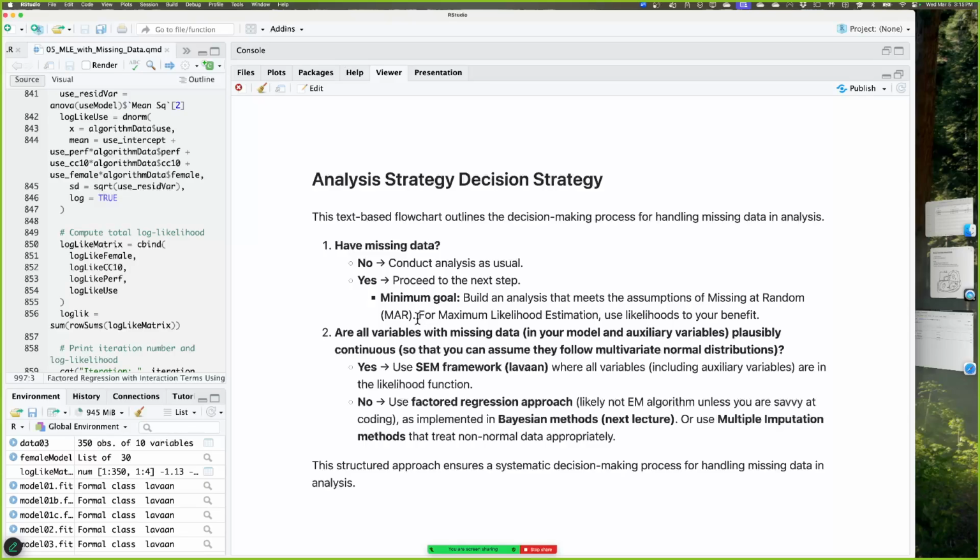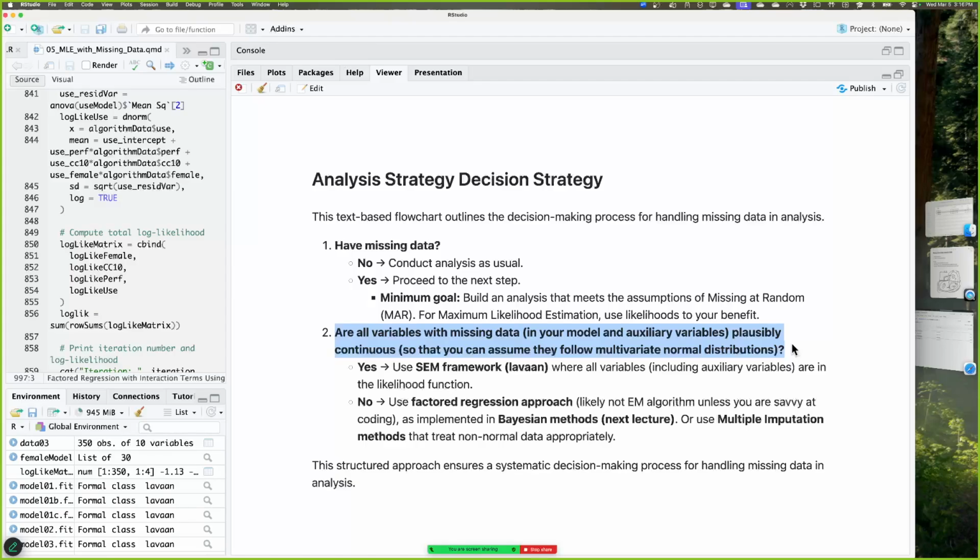And so for maximum likelihood estimation, that means using likelihoods to your benefit. When you get to the next step, you have to ask, are all the variables with missing data, both in your model and auxiliary variable, plausibly continuous? What do I mean by that? Can you think of them as being put into a linear regression as an outcome? That's the test. Female in our example wasn't.